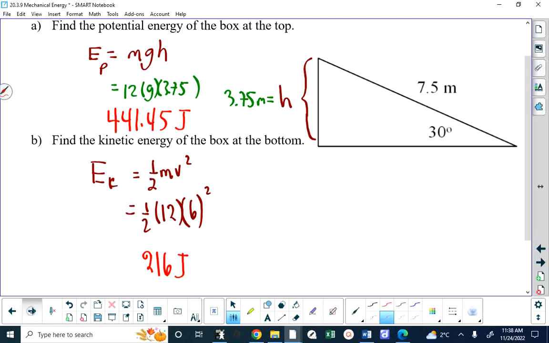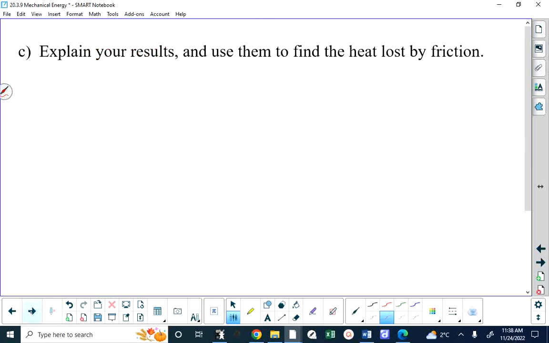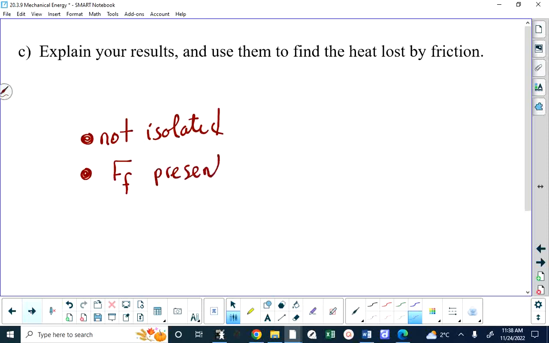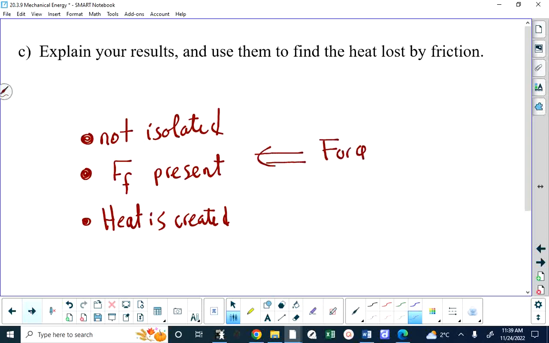The question now is, what's going on? Well, there must be a force of friction. It's not an isolated system. If it's not isolated, that leads us to the conclusion that there is a force of friction present. That leads us to a conclusion that heat is created. And be very careful here. This is a force. This is an energy.